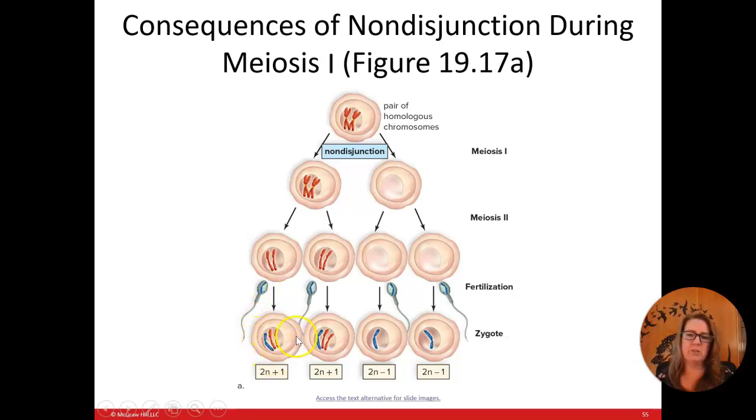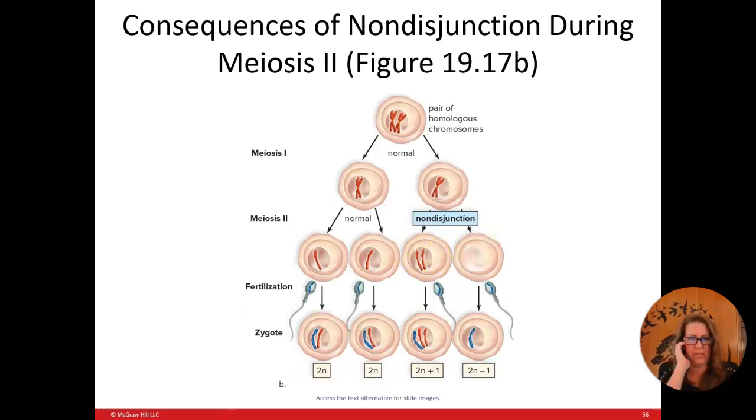So this particular zygote is going to have 2N plus 1 and 2N plus 1. And then this one's going to be short the chromosome, right? You see that? It's just got the 1. So that's one way of getting non-disjunction where you're lacking the chromosome: essentially the sperm fertilized an egg that didn't have a copy of that chromosome.